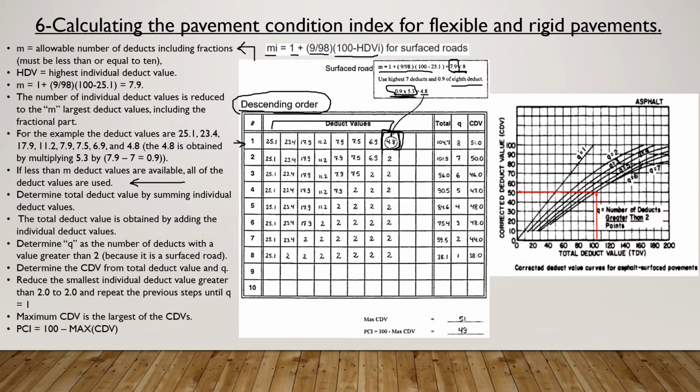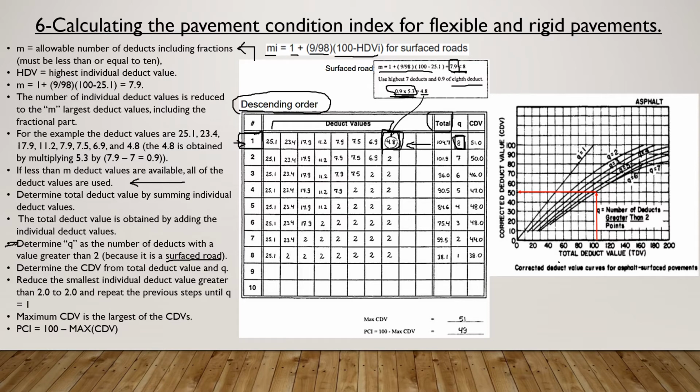Now, after arranging the deduct values in descending order, we calculate the total. Summing up all those values gives us 104.7, and the Q here is the number of deduct values more than 2, because it is a surfaced road. So how many numbers in this first row are more than 2? All the numbers are more than 2, and their count is 8.